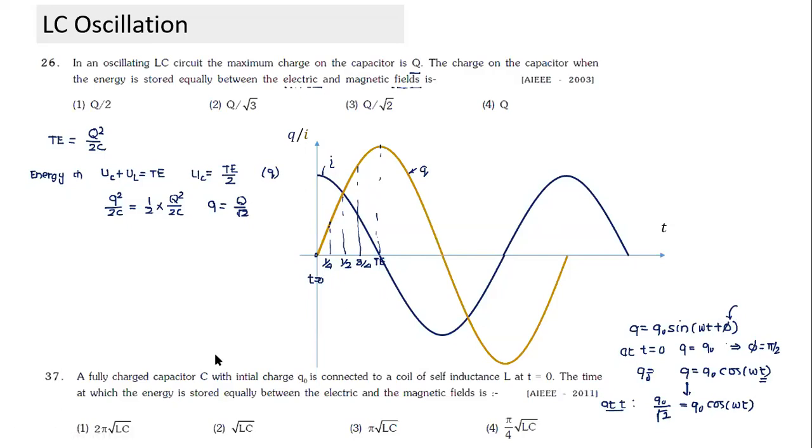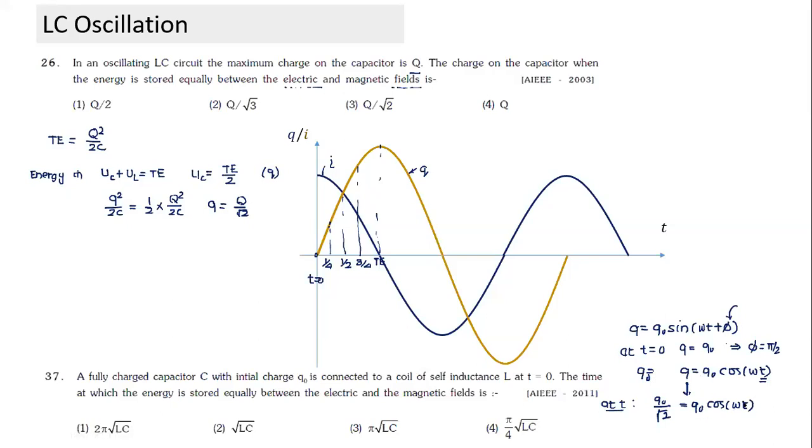So in this case, when is the charge taken? This is a fully charged capacitor initially connected to the coil, at time t equal to 0. So what is the charge at time t equal to 0? Charge is maximum, Q naught. Okay. So can the phi value change? Yes, phi can change. Exactly the same thing happens in case of SHM motion.